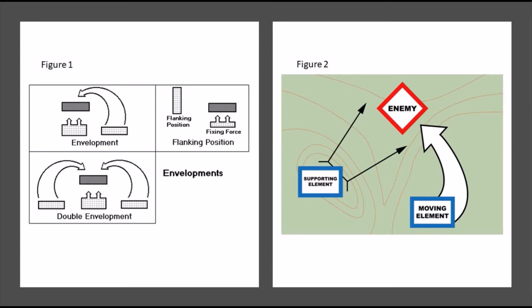First, we see an example of envelopment. An attacker pins down the enemy's front, while another attacking force swings around and hits them from the side, or flank, hoping to dislocate them and send them running.